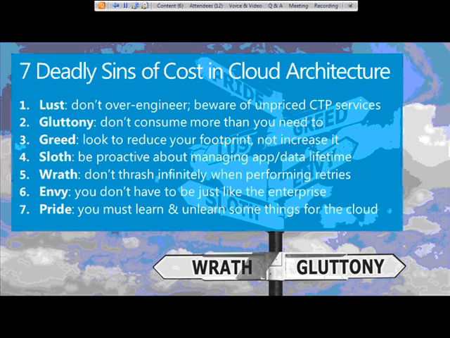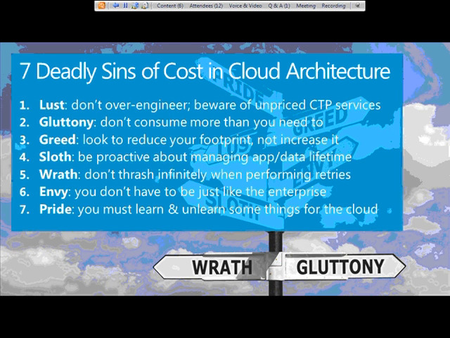Number 5, wrath. So when you're handling errors, consuming cloud services, and you're going into that necessary retry logic that you have to have, don't thrash. Don't have infinite loops. Calm down and do a backup timing interval.